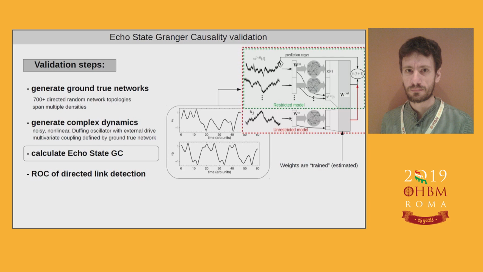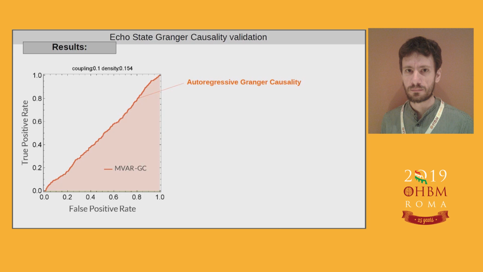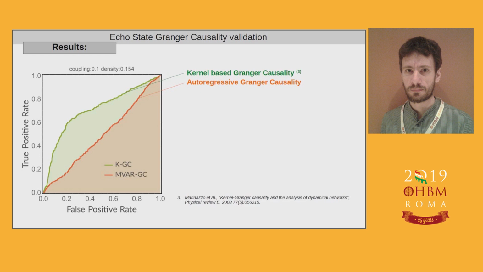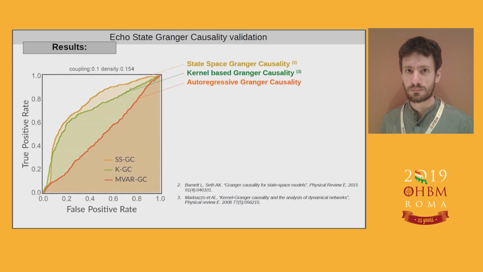So let's take a ground truth network with average density and very weak coupling. The classical autoregressive Granger causality, as you see here, performs very poorly, basically at chance level. But kernel-based Granger causality, which was designed by Marinazzo et al. some 10 years ago, performs much better because it was designed to be nonlinear. But nowadays we have state space Granger causality, which was introduced a few years ago by Barnett and Seth, and it performs even marginally better. Our echo-state Granger causality performs even better. Simply that.